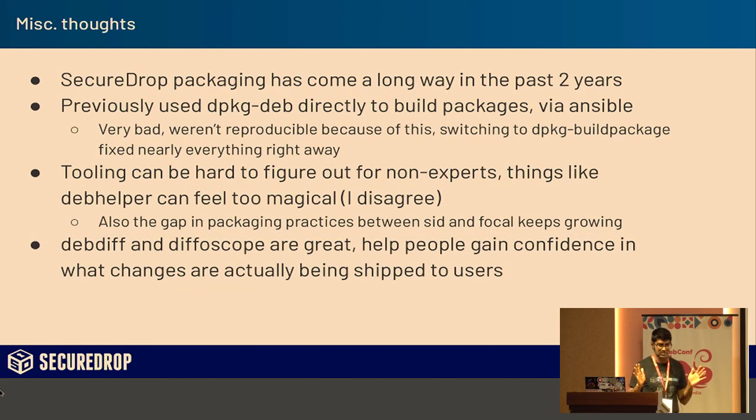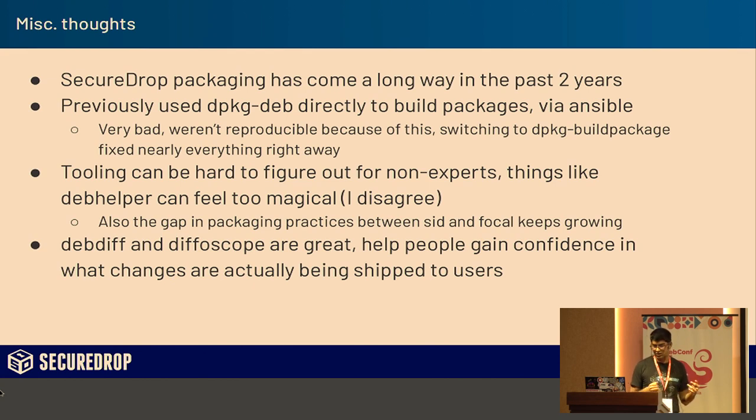And some miscellaneous thoughts. SecureDrop packaging has come a long way in the past 2 years, which coincidentally is when I joined the project. We previously used dpkg-deb directly to build packages via an Ansible script, which, if you're building packages, should be setting off alarm bells. That's not how you build packages. It was incredibly bad, and we weren't reproducible largely because of this. And switching to the standard dpkg-buildpackage command fixed nearly all the reproducibility issues, except for the one temporary directory thing, right away, which was really great.